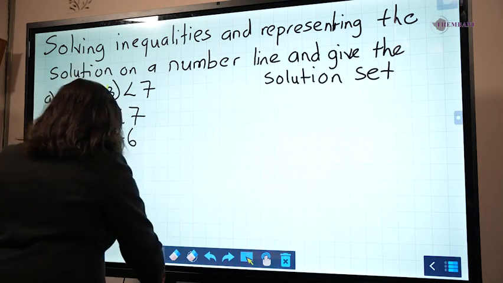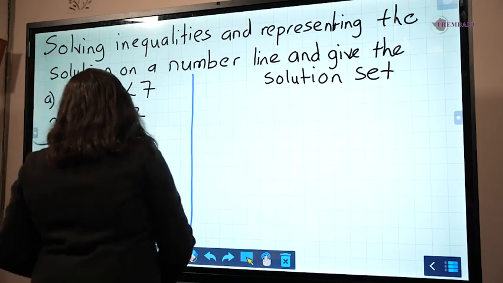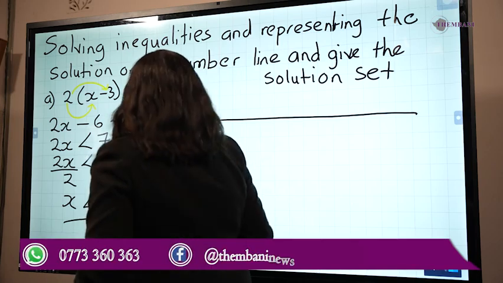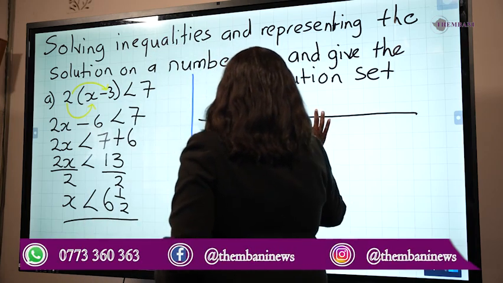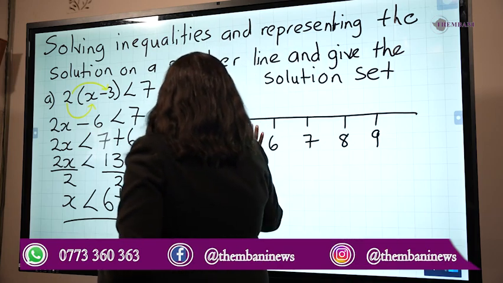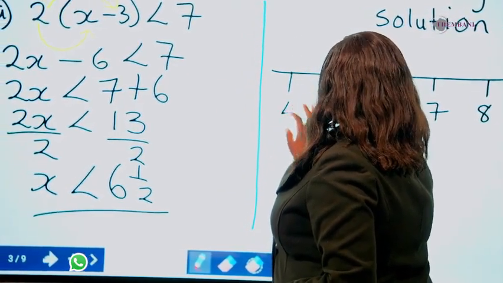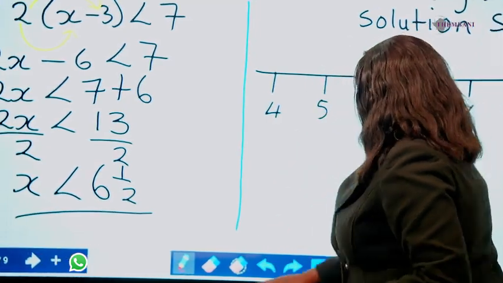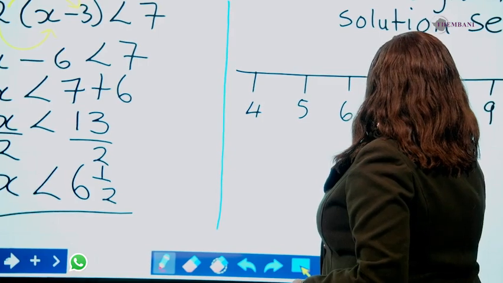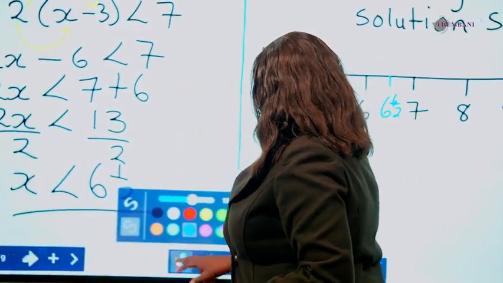Now we are moving on to the concept of representing on a number line. So on a number line, our focus in this case is 6.5. So we have a 6 here, we have a 7, we have an 8, we have a 9. At the same time, we also have a 5, and we also have here a 4. So we need 6.5. I prefer, just for interest's sake, to use a different color for 6.5 so that you see where it is. That's where our 6.5 is.